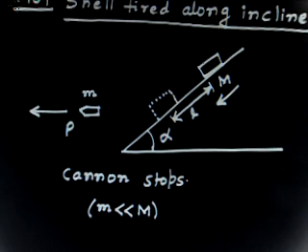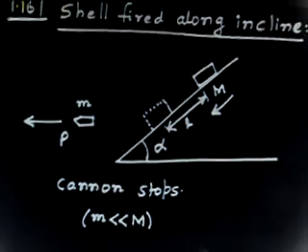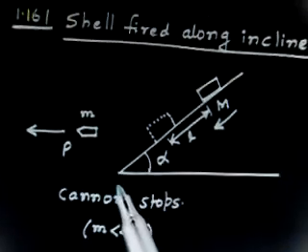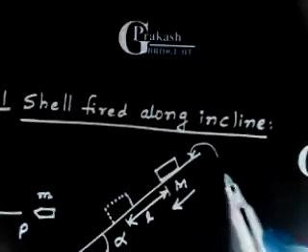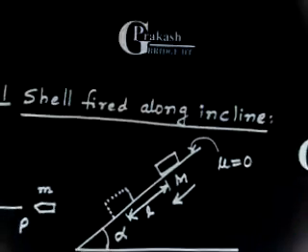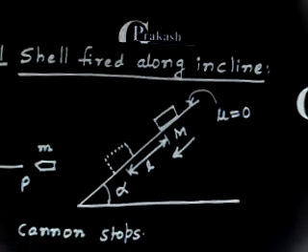Okay, let me read the problem. This says a cannon of mass capital M starts sliding freely down a smooth inclined plane at an angle alpha to the horizontal. So we have an inclined plane. This inclined plane is smooth, so mu is 0 for this inclined plane. Mu is 0.